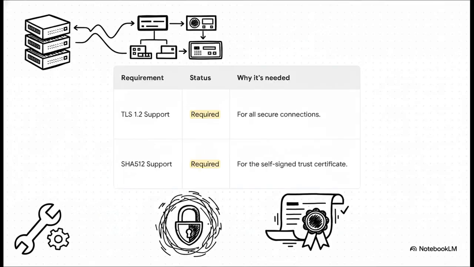This one's pretty straightforward, really. It's just a matter of checking the boxes for modern security. Your server, and just as important, any network devices between your server and the internet, they all have to support TLS 1.2. The installer itself is going to create a nice, strong SHA 512 certificate to establish that trust, and it's going to use TLS 1.2 to talk. If you're on a really old OS, you might need to run some updates to get this support.